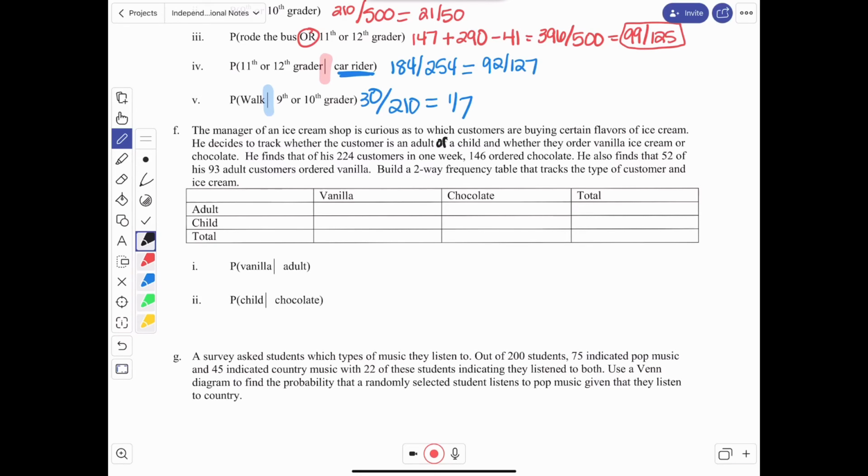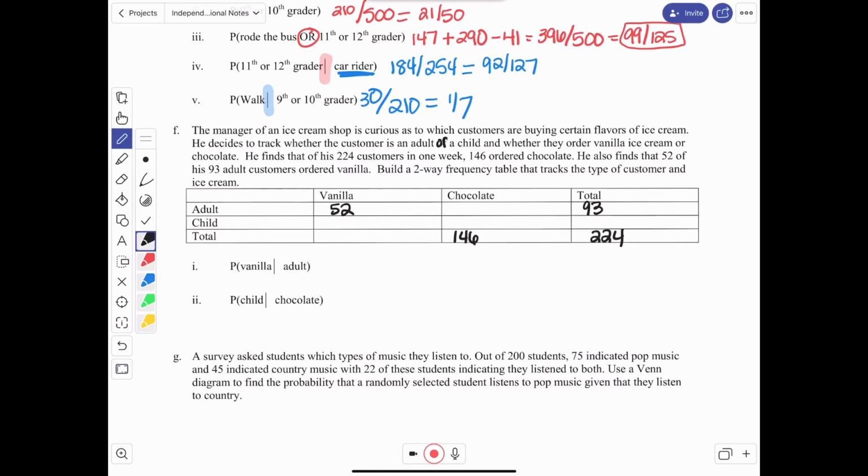He finds that 224 of his 224 customers in 1 week. So that tells us our total is 224. 146 ordered chocolate, so our total for chocolate is 146. He also finds that 52 of his 93 adult customers, so we know we have a total of 93 adult customers, and that 52 of them ordered vanilla. Build a two-way table that tracks the type of customer and the ice cream. Based on what we know, we can fill in everything else, okay?